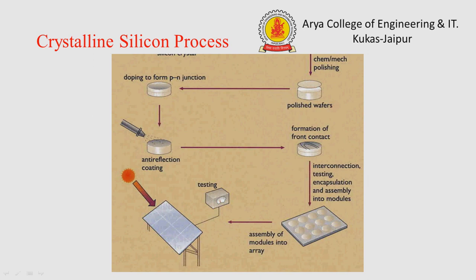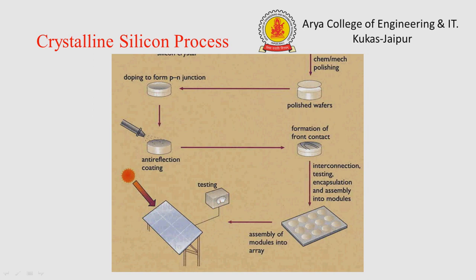After that, we apply doping to these polished wafers, and here we create the PN junction. After doping and creating the PN junction, we apply anti-reflecting coating. After the anti-reflecting coating process, we form the front contact, and after that we do interconnection, testing, encapsulation and assembly into modules. So many wafers are assembled in such a way that they become a module.